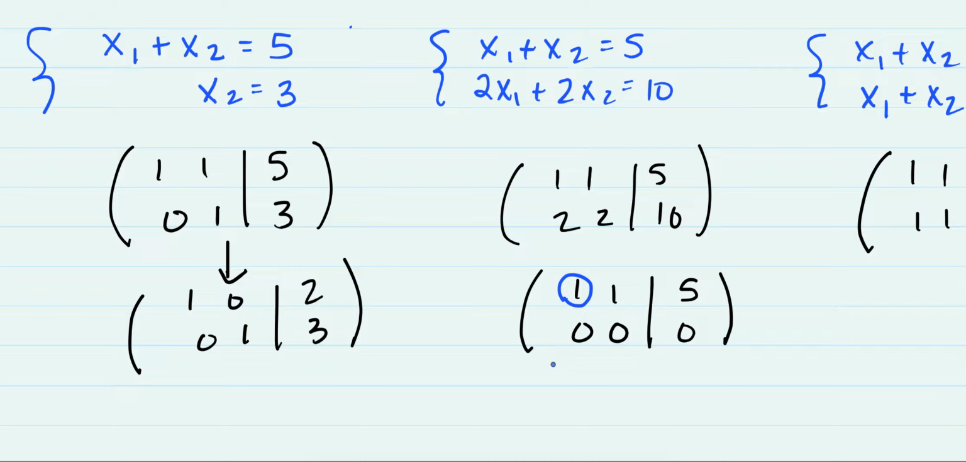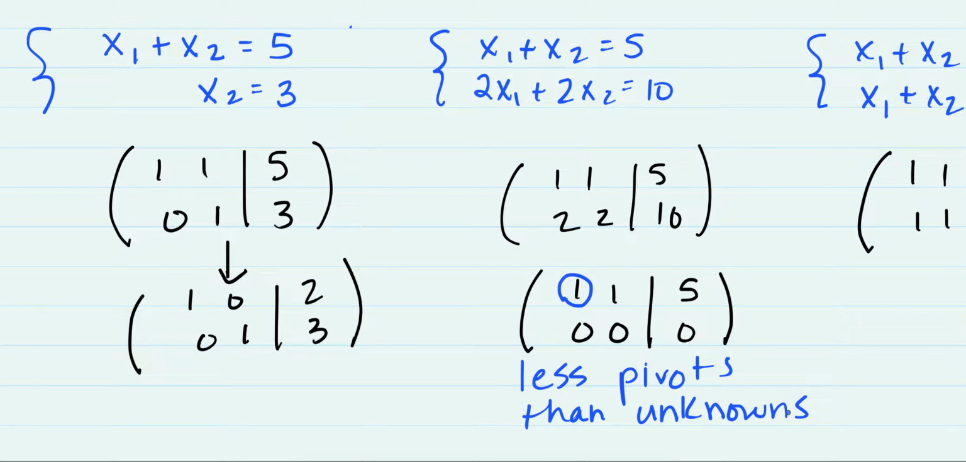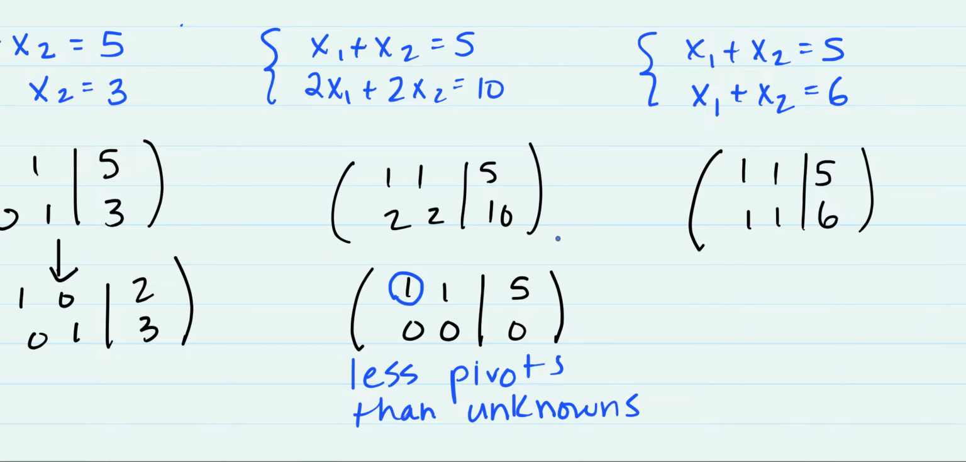So what's going to happen is you have fewer pivots than unknowns, if that makes sense. So if you had n pivots, then the number of unknowns has to be bigger than n. So like n plus 1, or it could be n plus 5. You're going to have probably some rows of zeros involved.